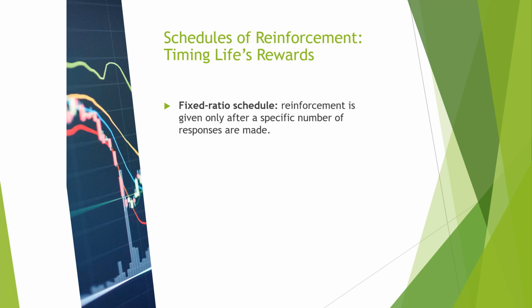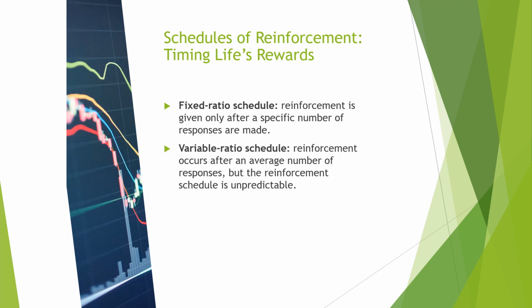So if you do, we call it piecework, right? Let's say that you work in a warehouse, and for every 100 boxes that you pack, you get an extra $5. You know exactly what you need to do in order to get reinforced. You have to pack 100 boxes. So it's a fixed ratio schedule.